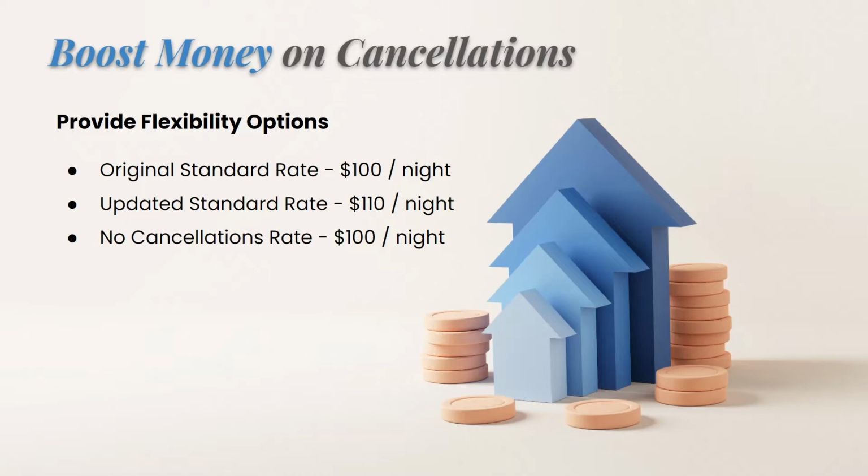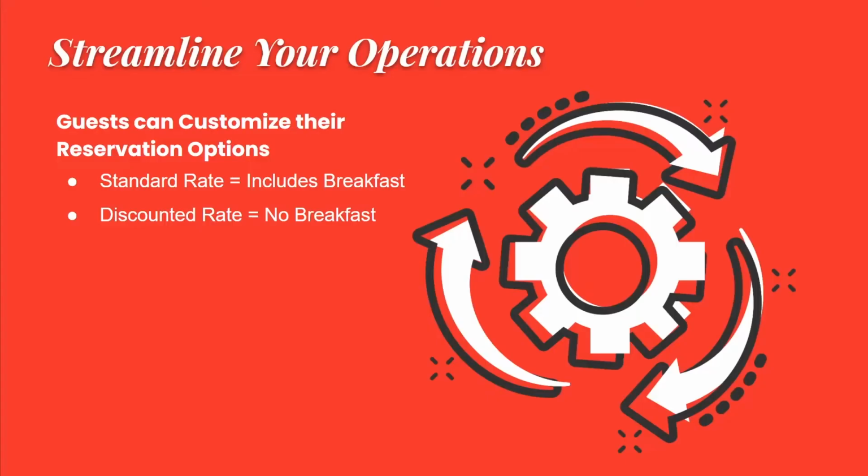Here's an example. Let's say your nightly rate is $100. You can increase your regular standard rate by 10% to $110. Then create a no cancellations rate type that gives $10 off the updated standard rate.